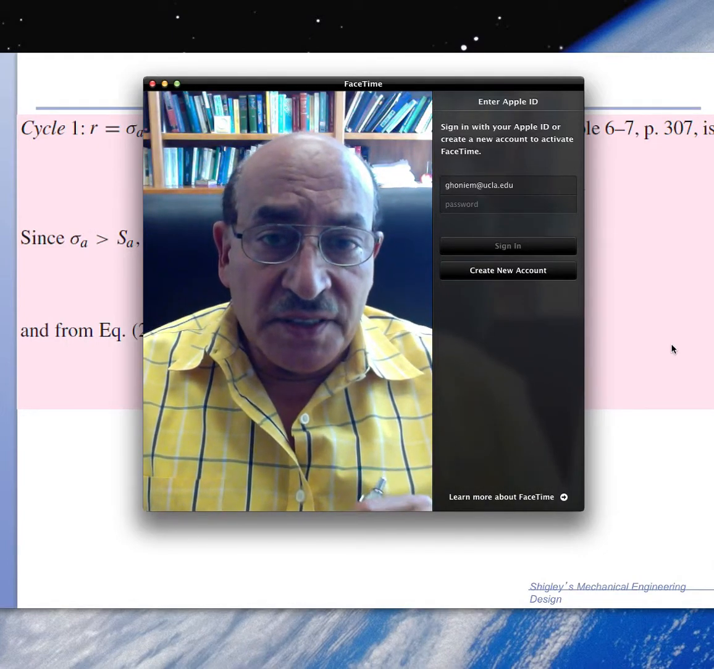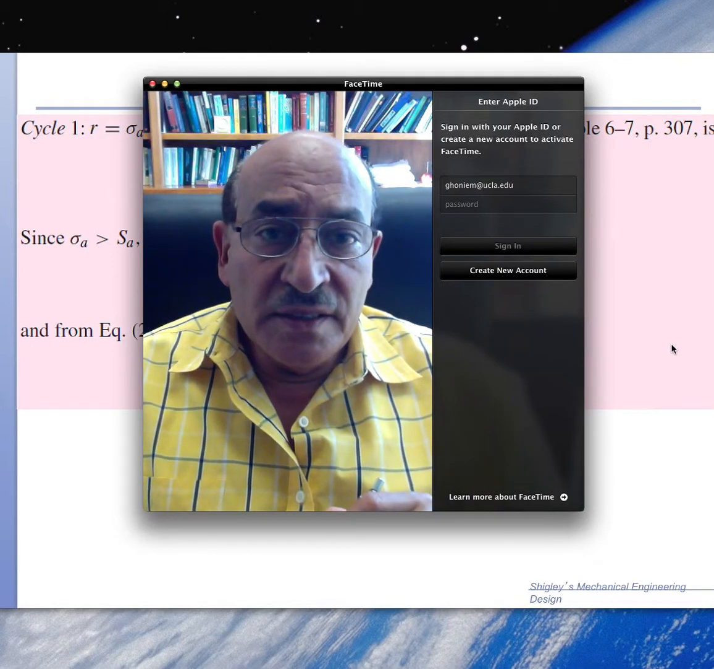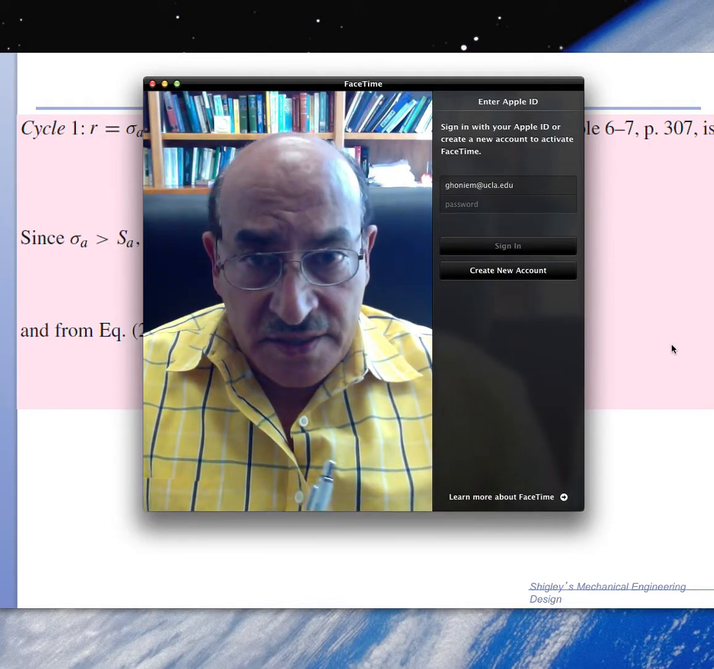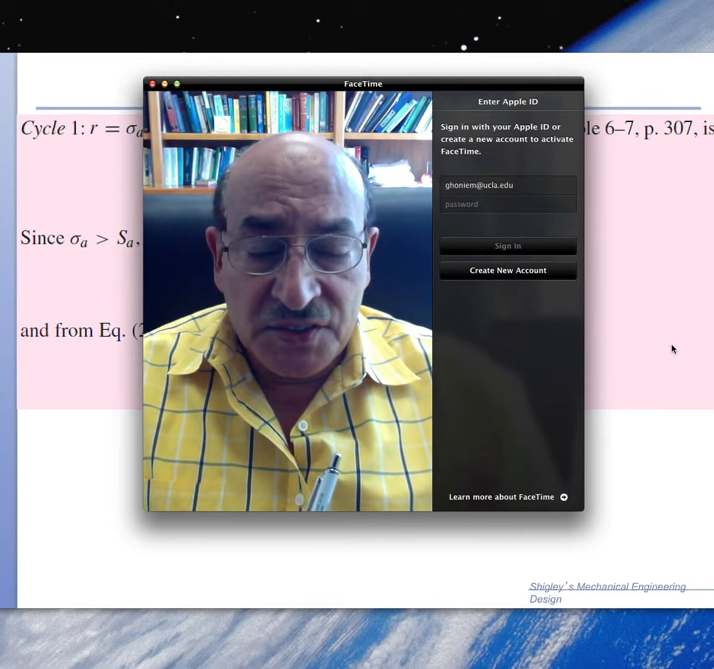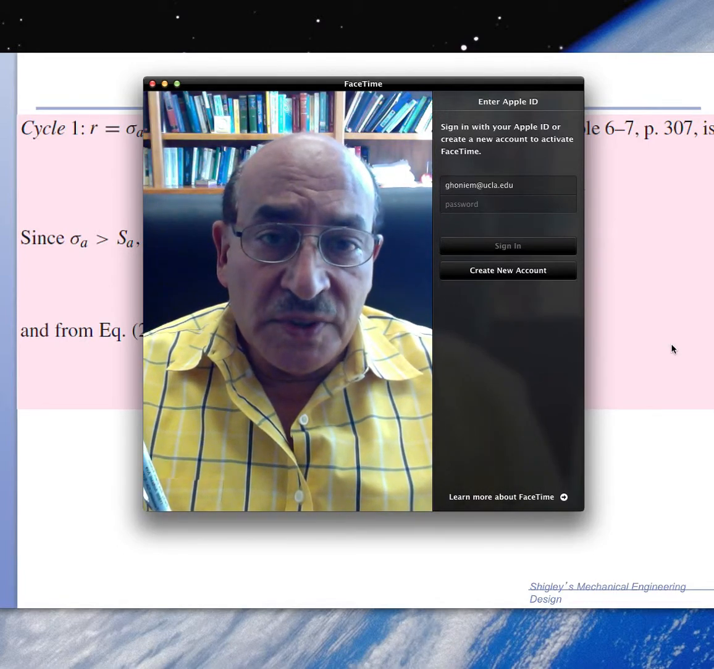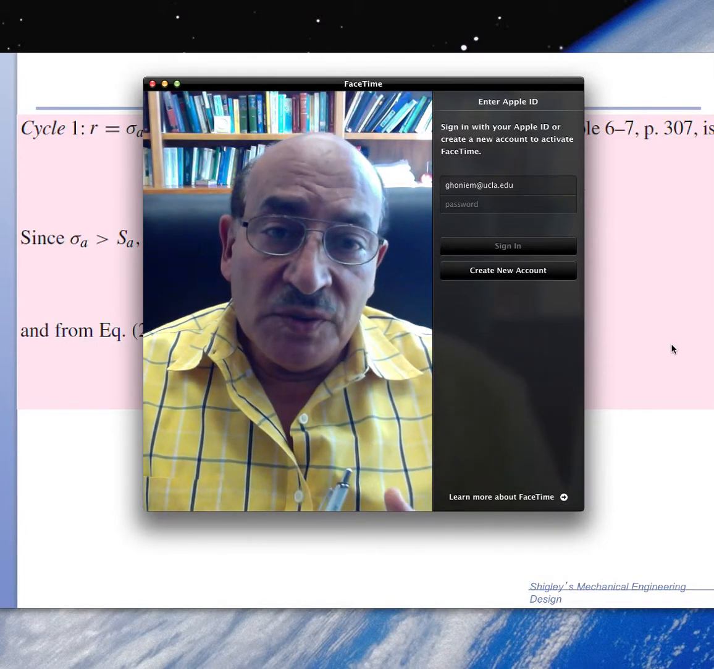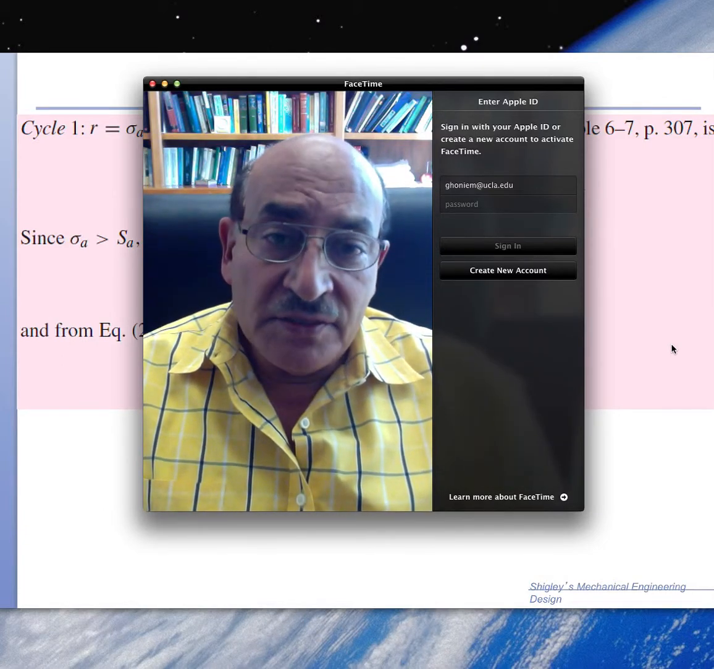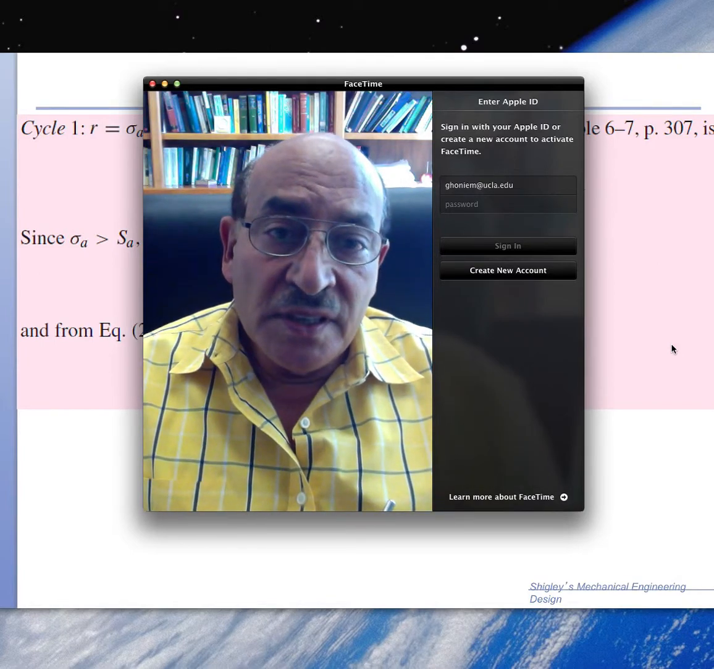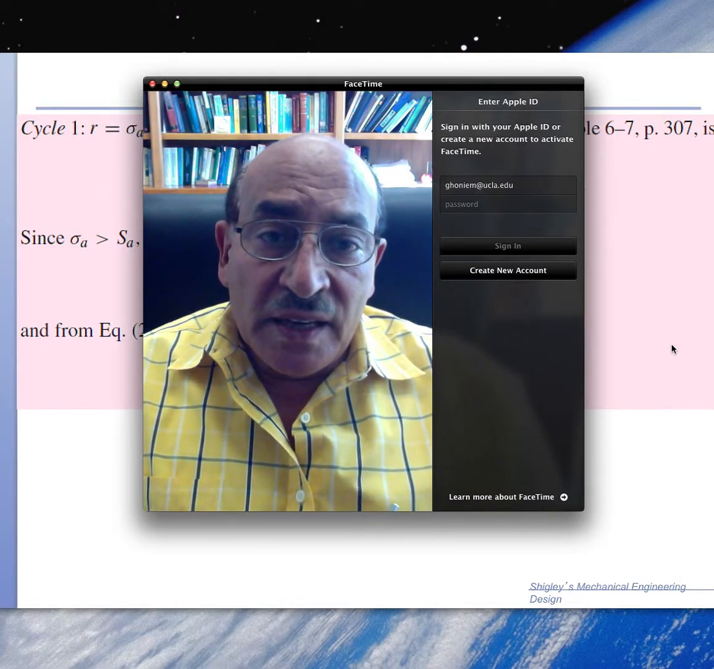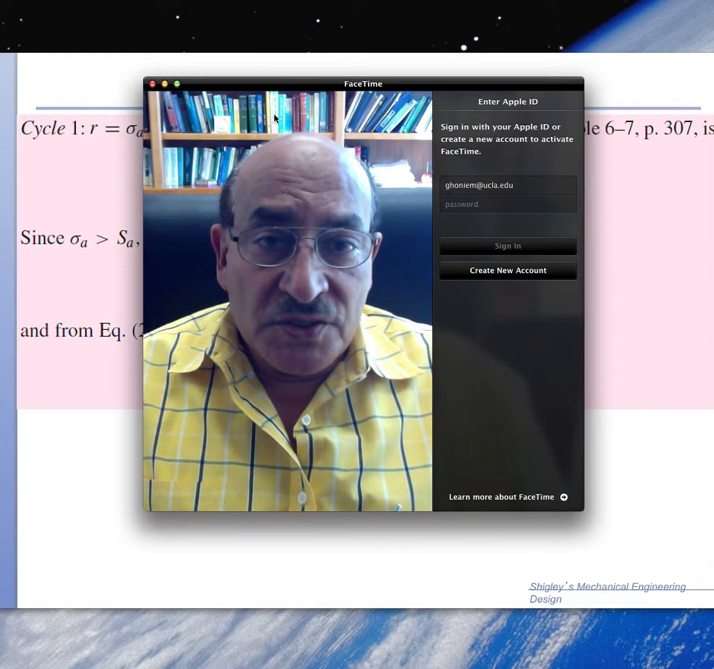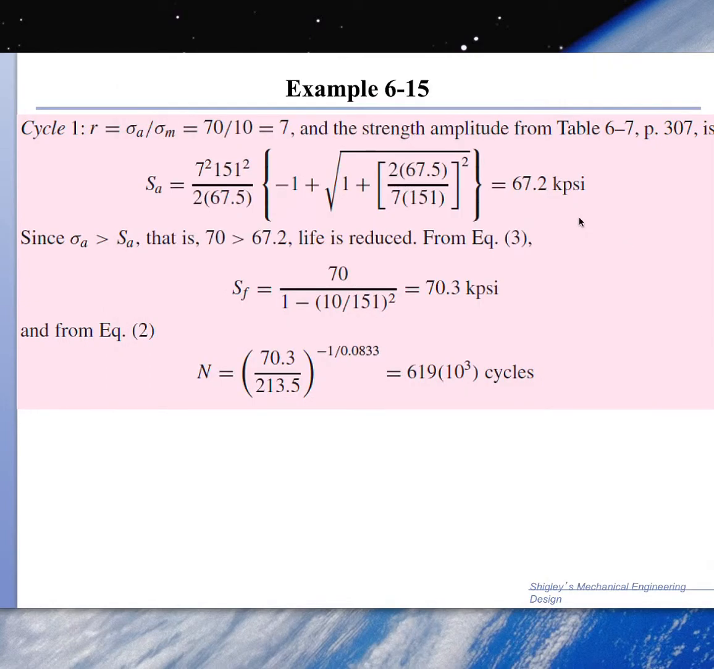If the alternating stress is inside the surface or below the intersection, then we would have an infinite life. If it is outside the intersection, then we would judge that we have a finite life, and therefore we have to use the damage idea in the SN curve. So that's the step that we should take here.